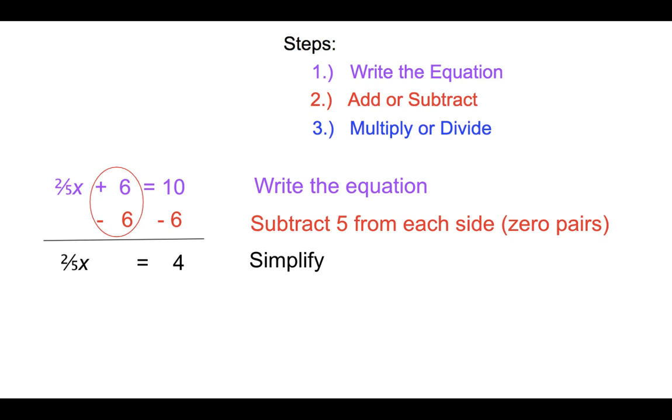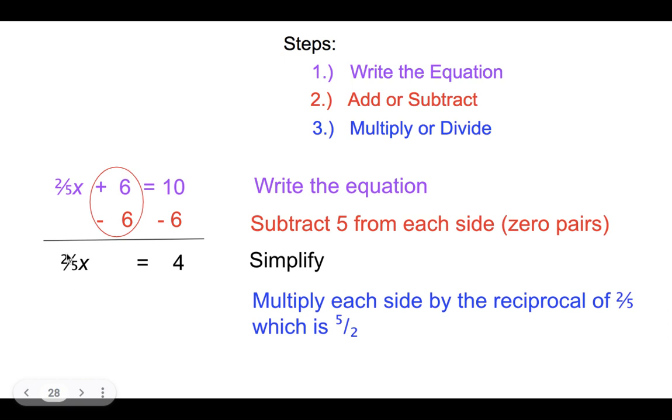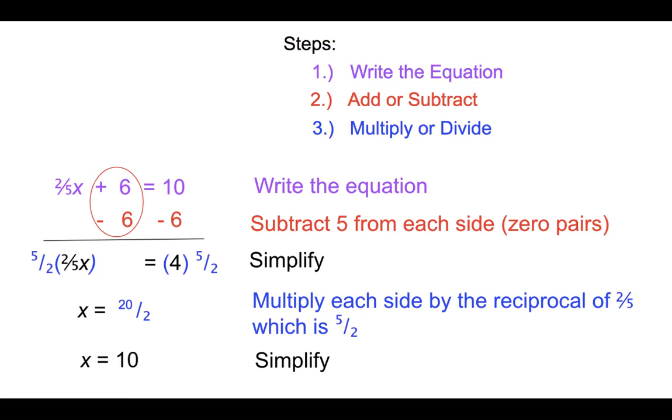Now the next part, you need to think about reciprocals because remember I want 1x and anything multiplied by its reciprocal equals 1. So the reciprocal of 2/5 is 5/2. So I'm going to multiply each side by 5/2. So I end up with 1x and the product of 4 and 5 is 20 divided by 2. Remember that 4 is also the same as 4 over 1. I can simplify 20 over 2, or 20 divided by 2, as 10.